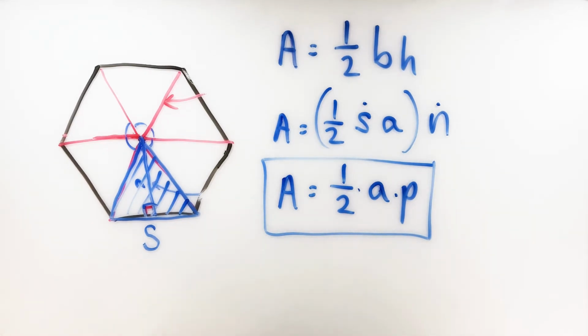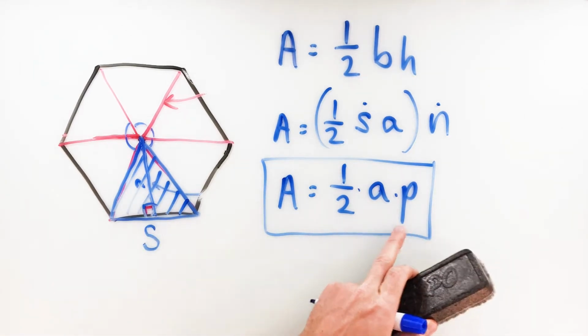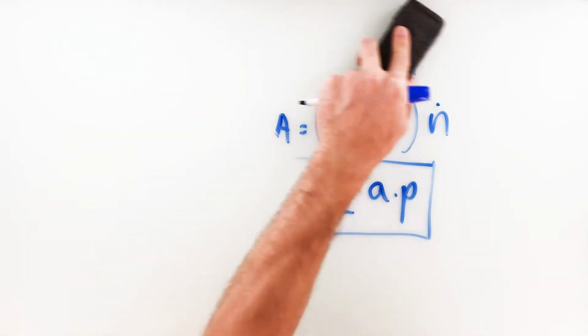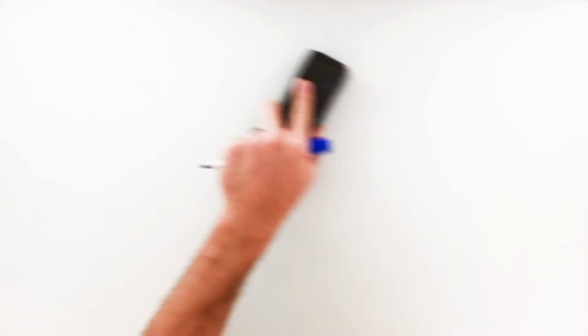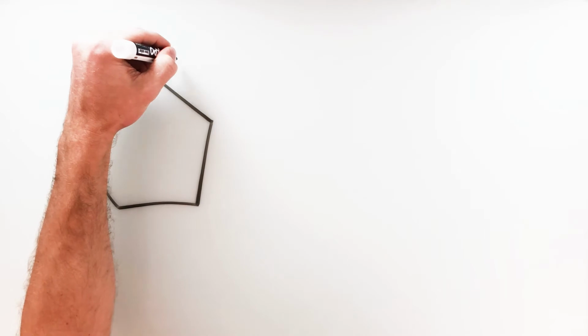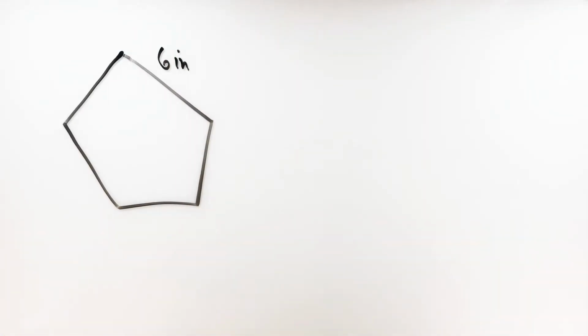Where it gets a little tricky is when you're missing some values, or if you have certain values inside the regular polygon, but maybe you're missing one of the 2. Maybe you don't know the apothem. Let's do some examples. Let's start with a pentagon. Okay, so let's say that's a regular pentagon. I want to find the area of this thing, and I know that one side is 6 inches. That's all I'm given.